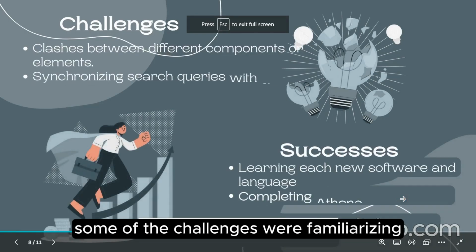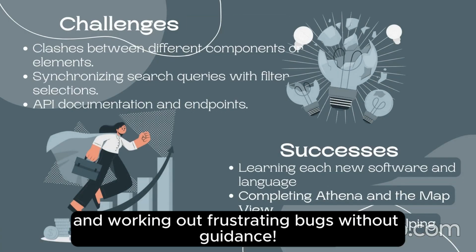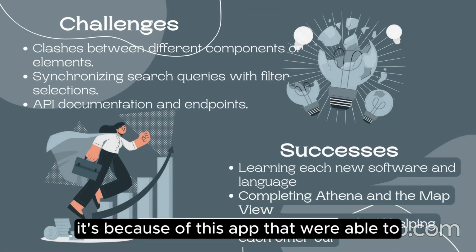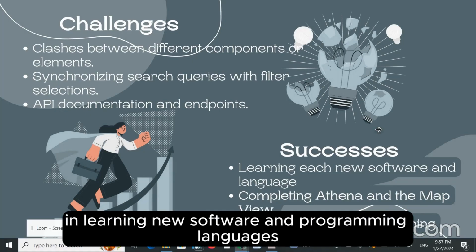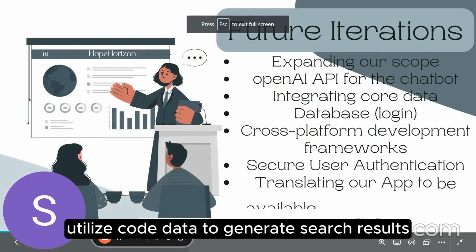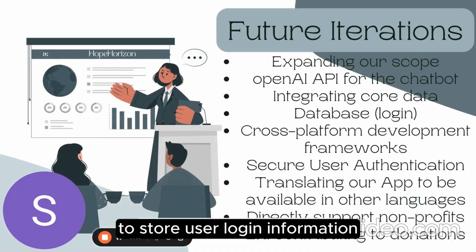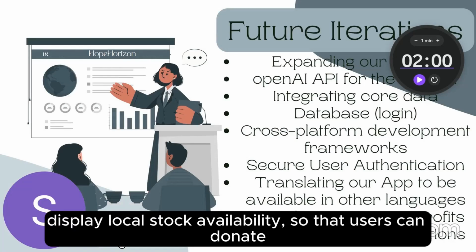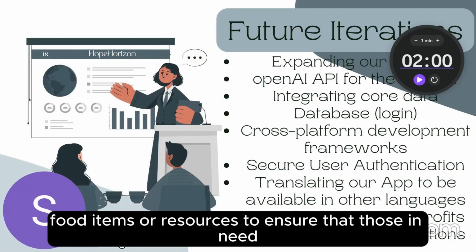Some of the challenges were familiarizing ourselves with new technology and programming languages, and working out frustrating bugs without guidance. But ultimately, it's because of this app that we're able to reach our full potential. We saw successes in learning new software and new languages, and completing Athena and the map view, and then working together and helping. Future iterations: utilize core data to generate search results, have a database to store user login information, increase cross-platform compatibility, and display local stock availability so that users can donate food items or resources so that those in need receive vital support.